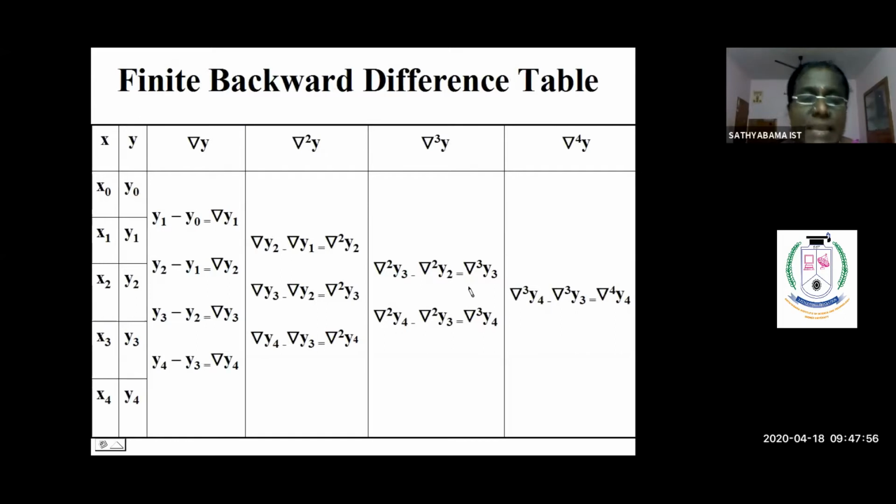And for the same example, I have constructed a table which is called the finite backward difference table. And here I have entered what is x and what is y, and I have got the corresponding differences in the columns. You see the first column, y1 minus y0 is del y1. y2 minus y1 is del y2, etc. It goes on. And where do I need to stop? Until in a particular column, I get a single value.